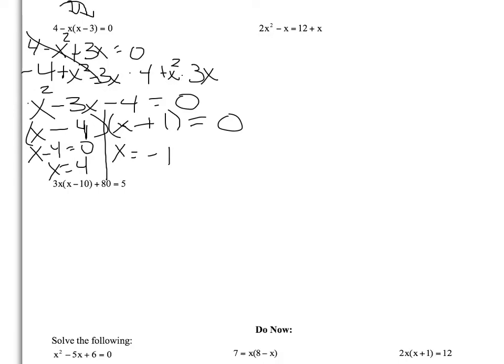Moving over to the next problem, what I'm going to do is set it equal to 0. Whenever you see something squared, the first step most of the time will be to set it equal to 0. Now I see that my x squared piece is positive, so I'm going to choose to move the right hand side to the left hand side to keep that x squared positive. So I'm going to subtract the 12 and subtract the x.